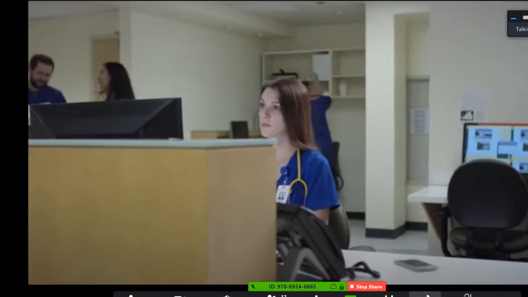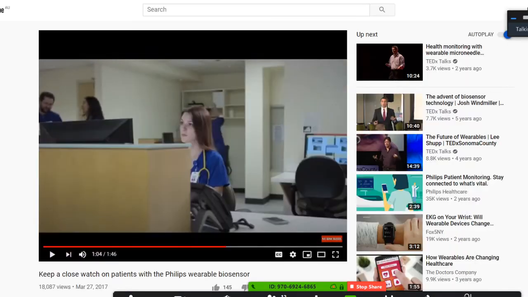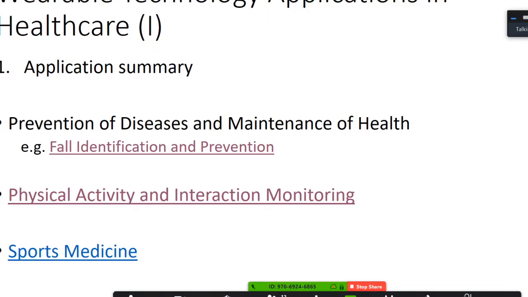So this is another possible application. So we look at the next, sports medicine. Sports medicine is also a very popular area.